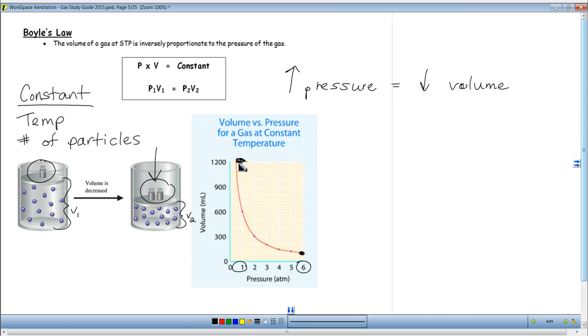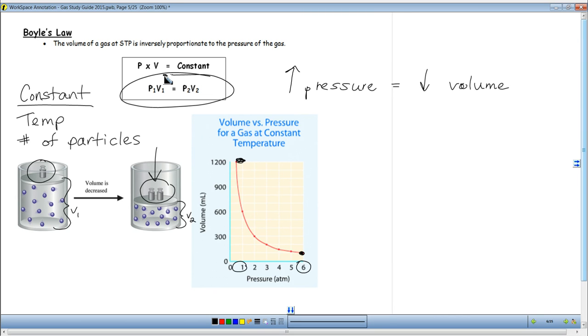Now, the other thing we can do is quantify this relationship by using this little formula. P1 times V1 equals P2 times V2. Okay, so obviously it's pressure and volume. P1 V1 stands for your initial pressure and your initial volume. P2 V2, those are your final conditions, your final pressure, your final volume. Anytime we multiply pressure times volume, we should always get a constant.